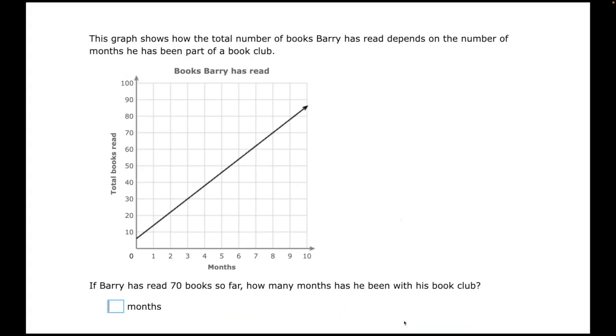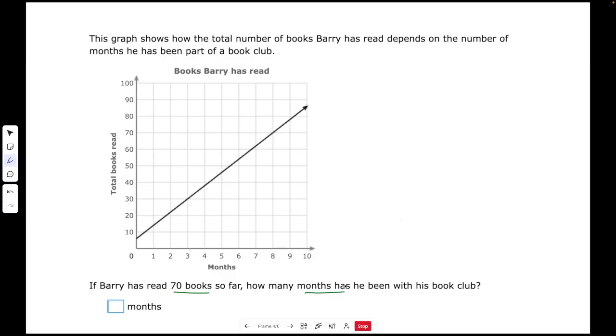Okay, let's try this last one here. If you want to pause the video to read the problem. Okay, now that you've had a chance to read the problem, it says if Barry has read 70 books so far, how many months has he been with his book club?